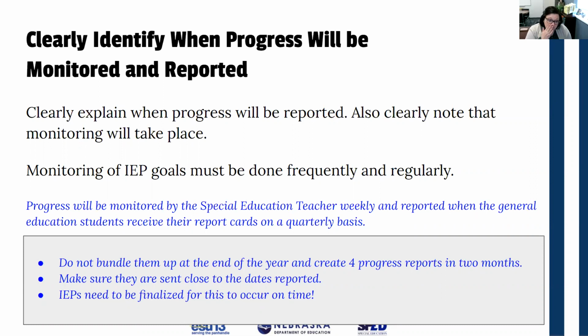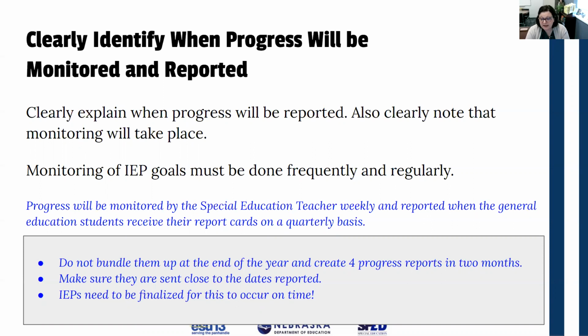Remember that we have to make sure that it is done frequently and regularly, because if we only do a one moment in time snapshot, we're not getting a good picture of whether that progress is truly there, if it's progress, or if the regression is there. We're not getting that it's truly regression. So an example I have is progress will be monitored by the special education teacher weekly and reported when the general education students receive their report cards on a quarterly basis.